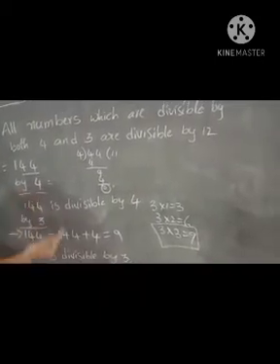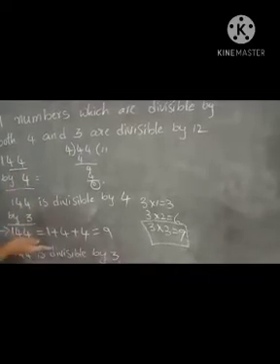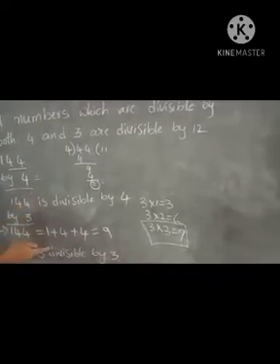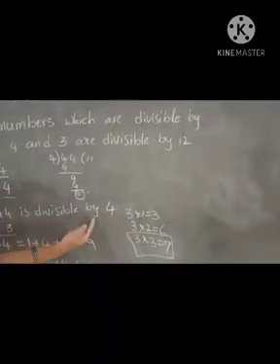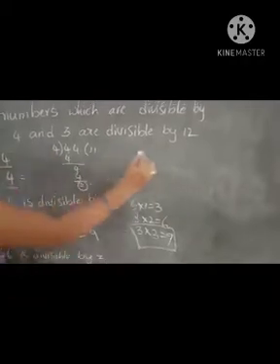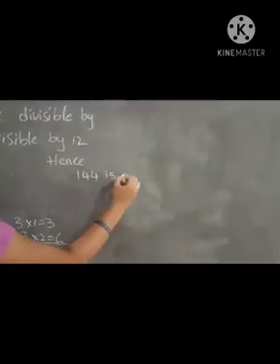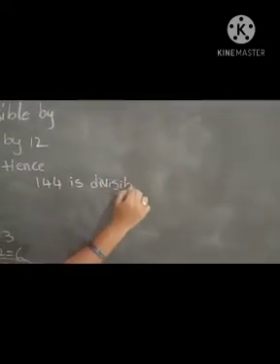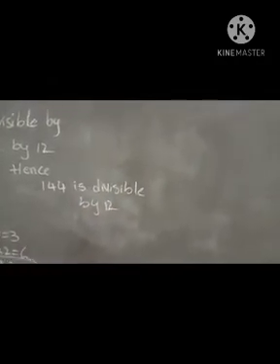So here 144 is divisible by which table, children? Yes, the 3 table. Here the number 144 is divisible by 4 and also divisible by 3. If the number is divisible by both of these numbers, then only the number is divisible by 12. Hence, see here children, 144 is divisible by 12. Okay?